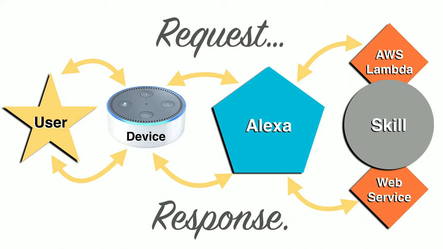So this is a flow chart for how the typical request comes in. The user makes a request to the device, Alexa gets triggered, it figures out which app it needs to launch, that then hits an endpoint or executes some code to figure out the data that's going to be returned, that gets sent back to your device and it's read out to the user.